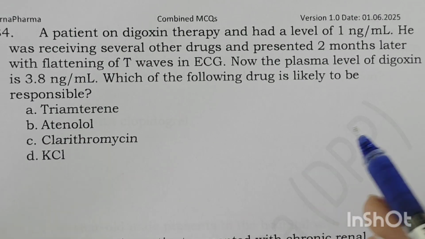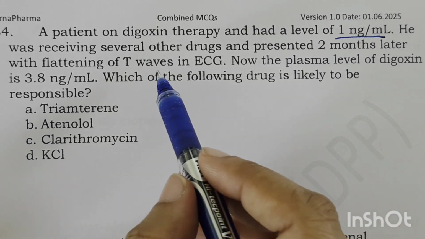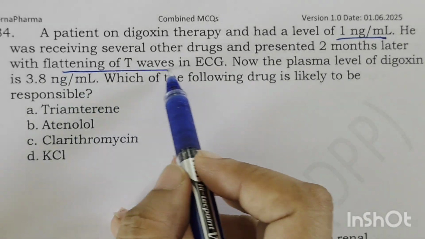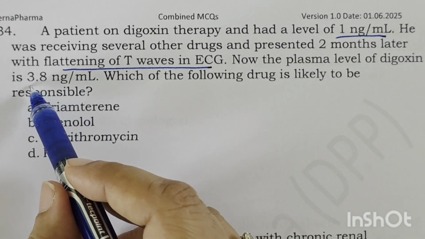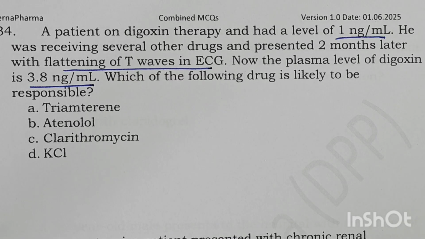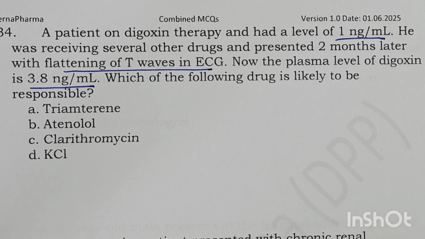A patient on digoxin therapy had a level of 1 nanogram per ml. He was receiving other drugs and presented 2 months later with flattening of the T wave in ECG. Now the plasma level of digoxin is 3.8 nanogram per ml. So which drug is responsible? Here basically there is a toxicity of digoxin. Which of the drugs is responsible?